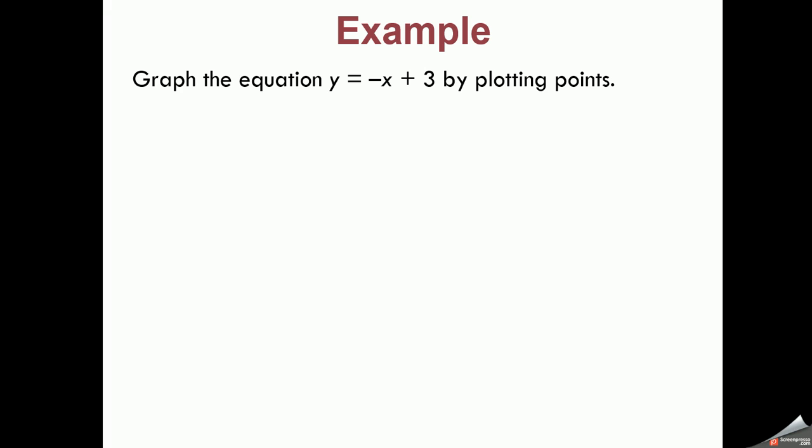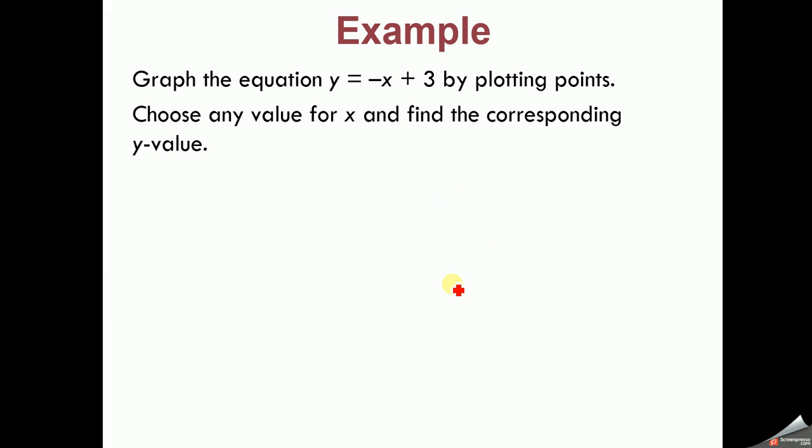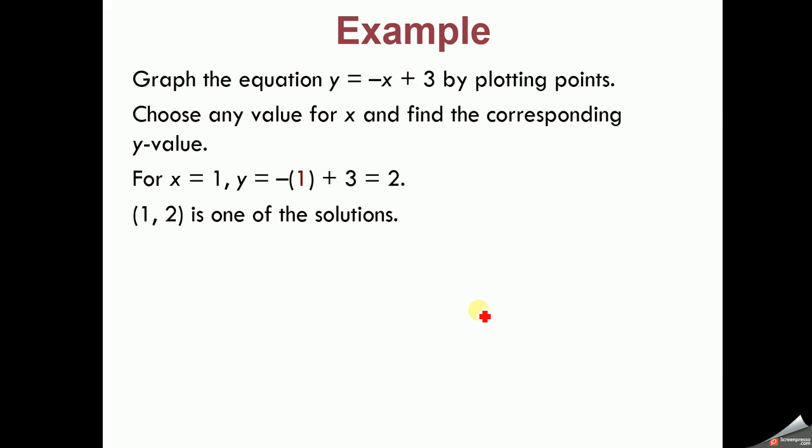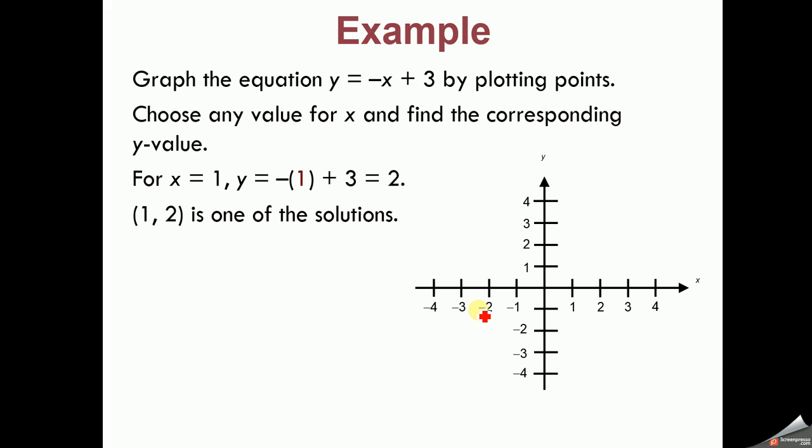Graph the equation y = -x + 3 by plotting points. This time they're not telling you what x is. We're going to choose any value for x that we like and find the corresponding y value. So how about 1? 1's a good number. For x equals 1, plug it in, and what is the y that has to go with the x? Well, you put in 1 for x, and you have negative 1 plus 3. If you owe a dollar, but then you get $3, then you can pay off your friend, and now you have $2. So when x is 1, y is 2. So (1, 2) is one of the solutions to this linear equation. That means the point (1, 2), 1 across to the right, 2 up, is going to be on the graph.